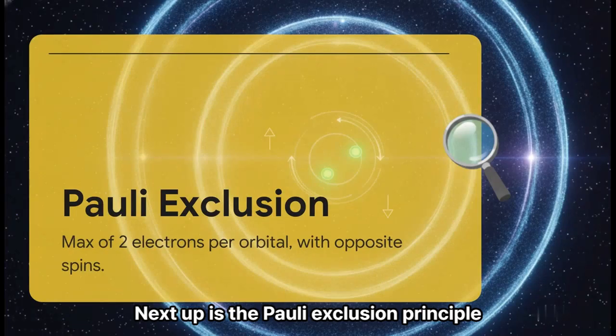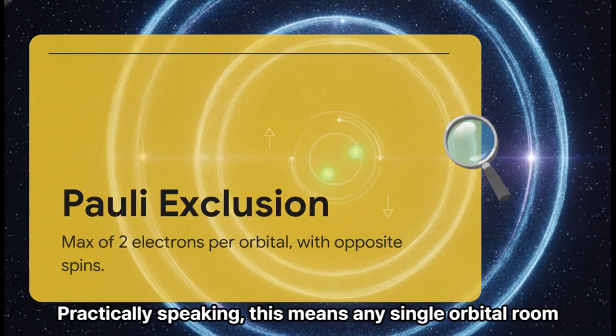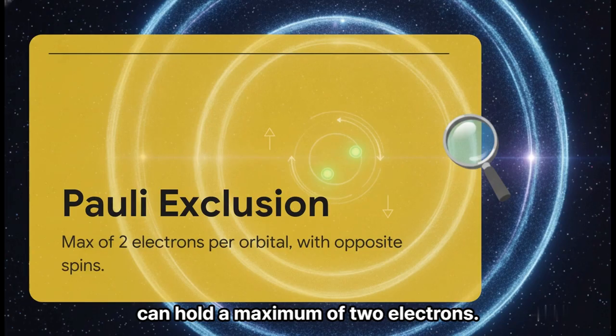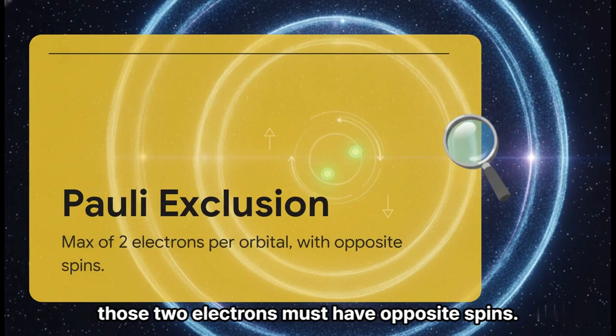Next up is the Pauli Exclusion Principle. This dictates that no 2 electrons in an atom can have the exact same set of 4 quantum numbers. Practically speaking, this means any single orbital room can hold a maximum of 2 electrons. And to maintain harmony within that incredibly tight space, those 2 electrons must have opposite spins.